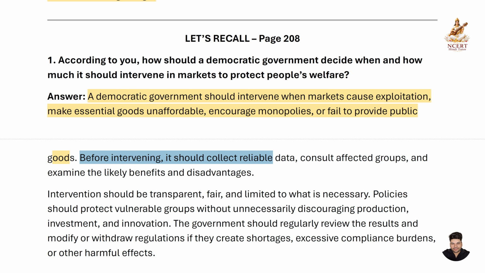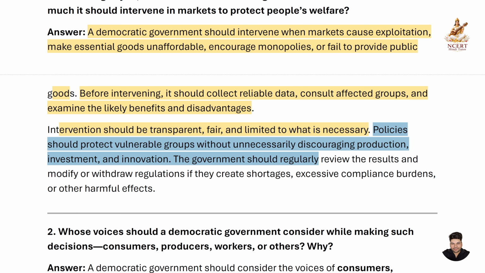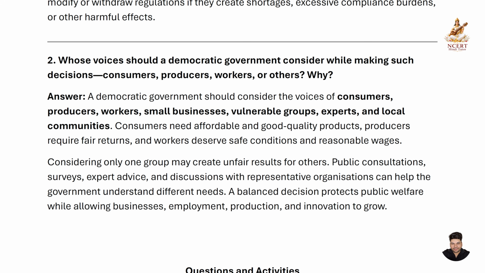Before intervening, it should collect reliable data, consult affected groups, and examine the likely benefits and disadvantages. Intervention should be transparent, fair, and limited to what is necessary. Policies should protect vulnerable groups without unnecessarily discouraging production, investment, and innovation. The government should regularly review the results and modify or withdraw regulations if they create shortages, excessive compliance burdens, or other harmful effects. Question 2. Whose voices should a democratic government consider while making such decisions?